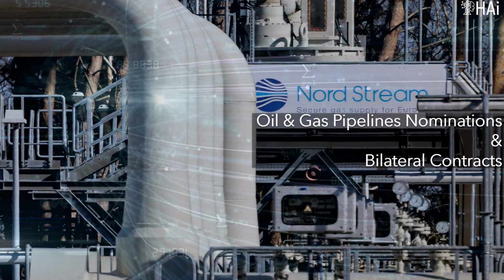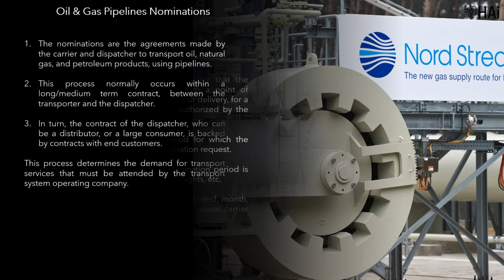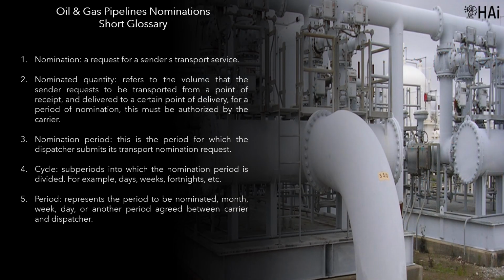Oil and gas pipelines nominations and bilateral contracts. The nominations are the agreements made by the carrier and dispatcher to transport oil, natural gas, and petroleum products using pipelines. This process normally occurs within a long or medium-term contract between the transporter and the dispatcher. In turn, the contract of the dispatcher, who can be a distributor or a large consumer, is backed by contracts with end customers, and this process determines the demand for transport services that must be attended by the transport system operating company. Short glossary. Nomination: a request for a sender's transport service.